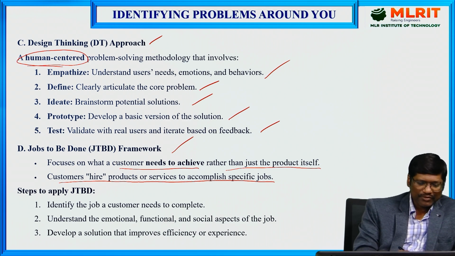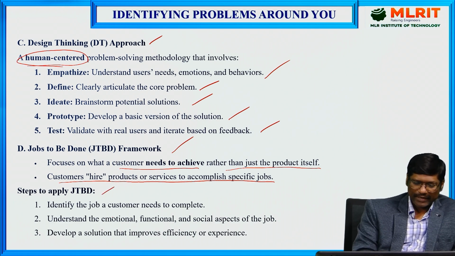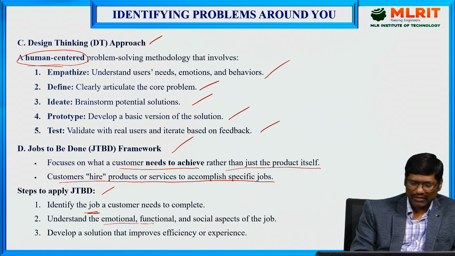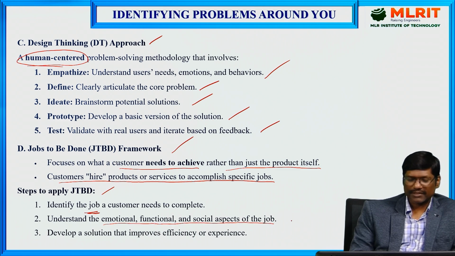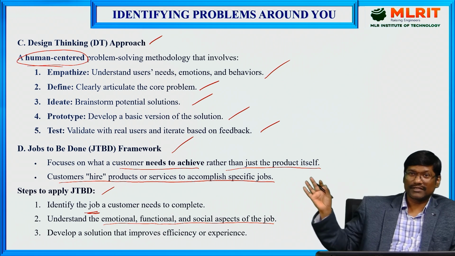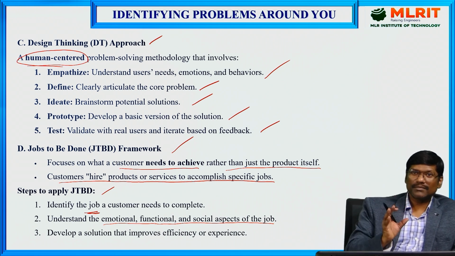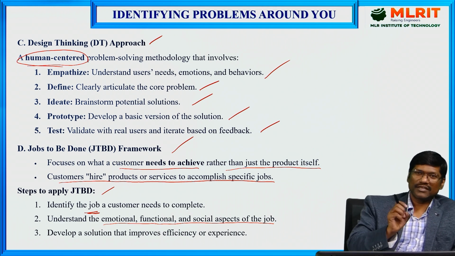So steps to apply JTBD, jobs to be done, right? Identify the job a customer needs to complete. Identify job. What job is the customer trying to complete? Understand the emotional, functional, and social aspects of the job. Concentrate only on the job, not on the product or the service, right? Not on the competitors. What is the customer trying to do, what jobs do they want to accomplish, concentrate just on that.